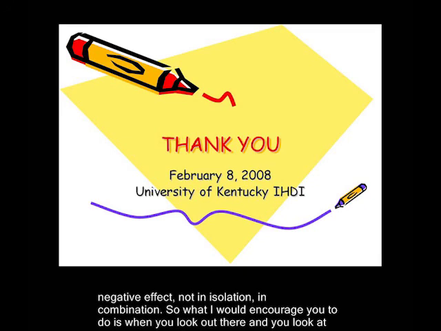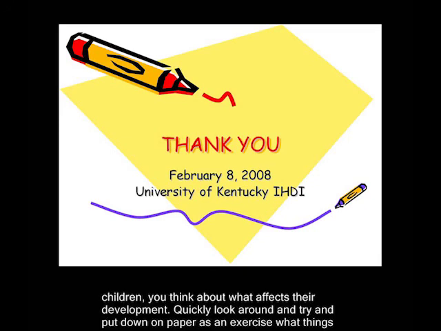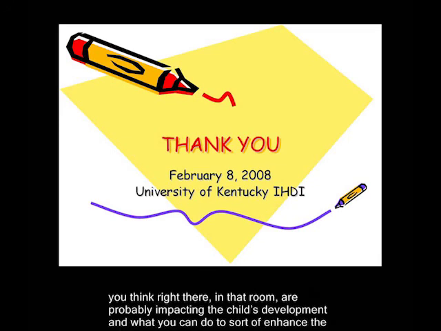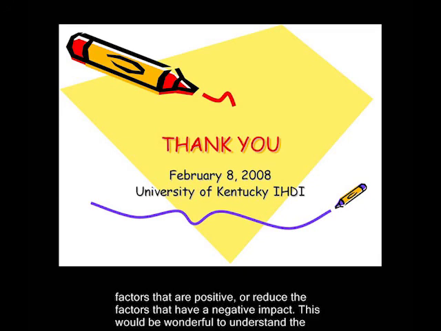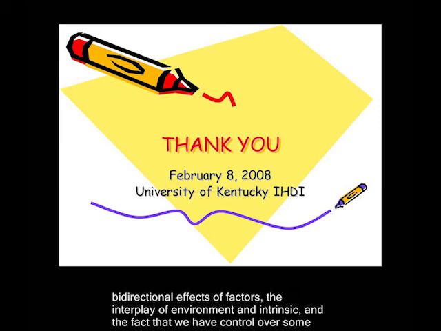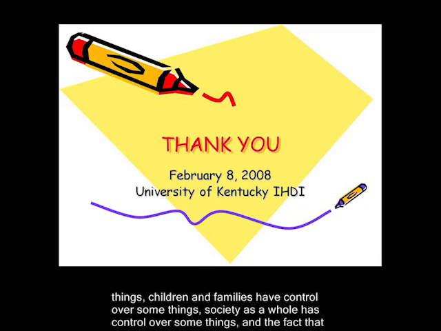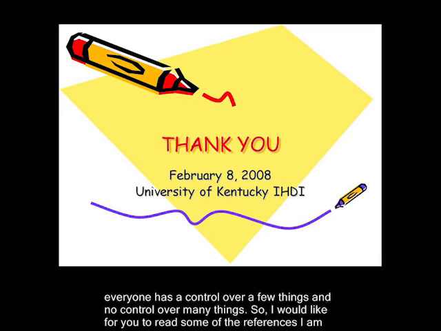So what I would encourage you to do is, when you look out there and you look at children and you think about what affects their development, quickly look around and try to put down on paper as an exercise what things you think right there in that room are probably impacting the child's development, and what you can do to either enhance the factors that have a positive impact or reduce the factors that have a negative impact. And this would be wonderful to understand the bidirectional effects of factors, the interplay of environment and intrinsic, and the fact that we have control over some things, children and families have control over some things, society as a whole has control over some things, and everyone has control over a few things and no control over many things.